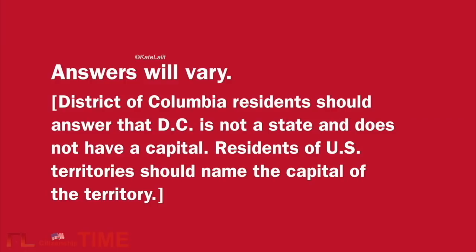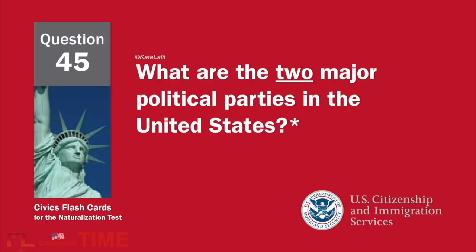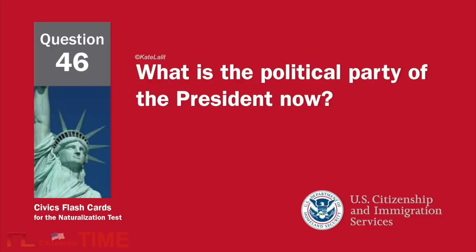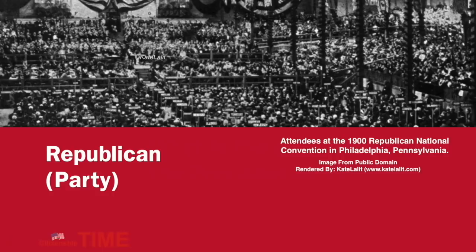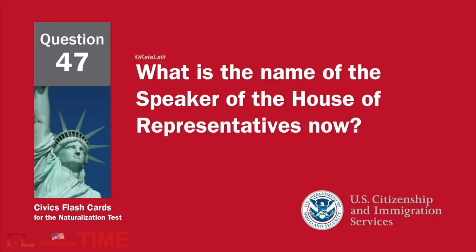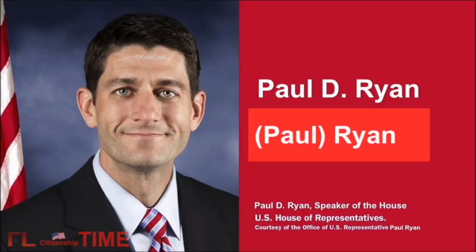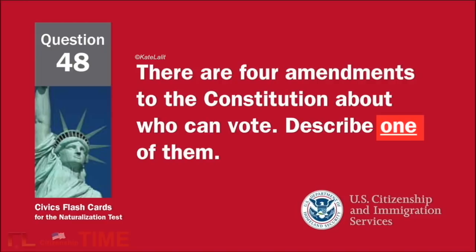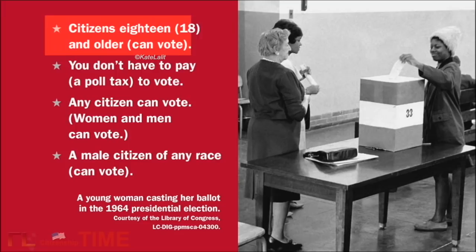What are the two major political parties in the United States? Democratic and Republican. What is the political party of the president now? Republican Party. What is the name of the Speaker of the House of Representatives now? Paul Ryan. There are four amendments to the Constitution about who can vote. Describe one of them. Citizens 18 and older can vote.